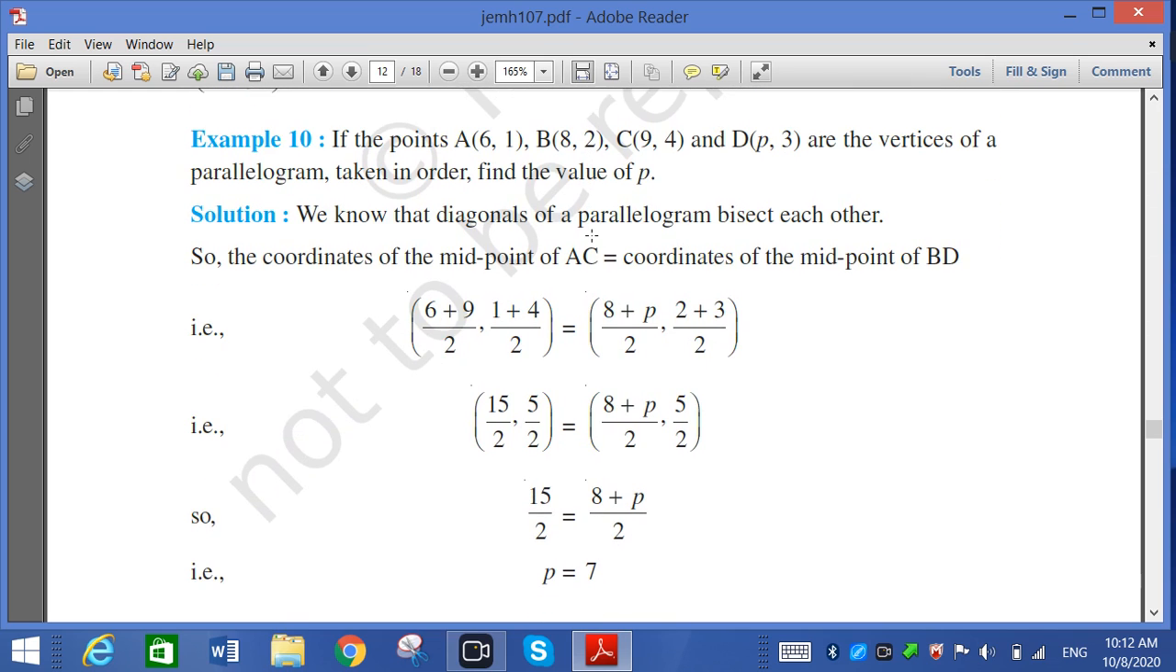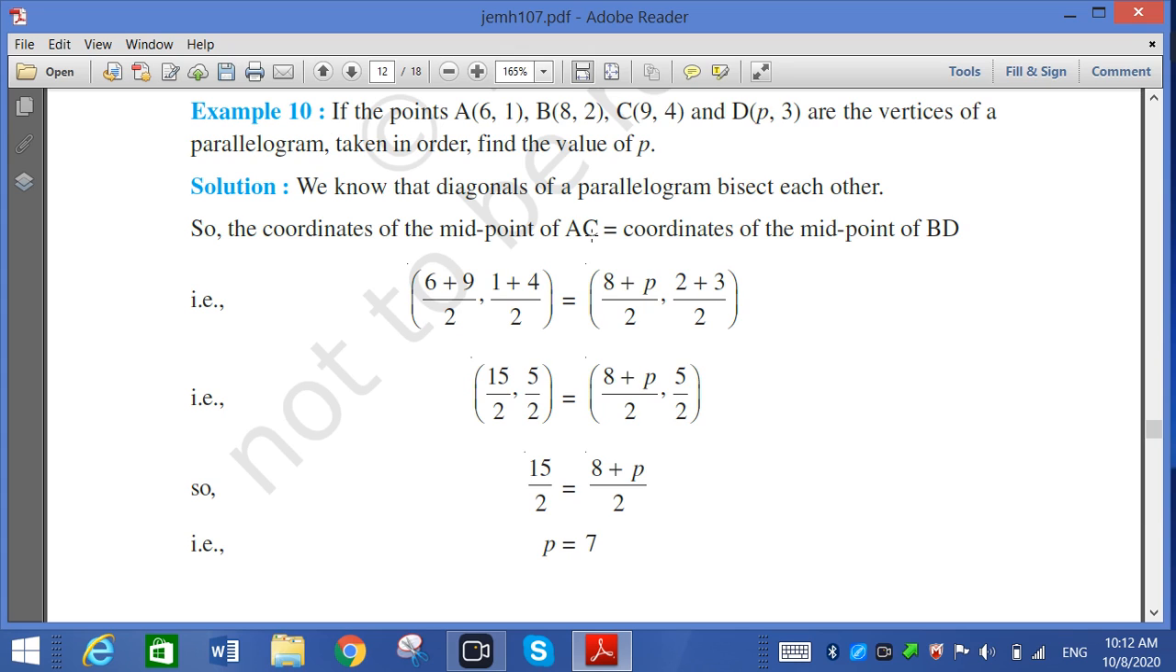exercise. The question is: if the points A (6,1), B (8,2), C (9,4) and D (P,3) are the vertices of a parallelogram taken in order, find the value of P.